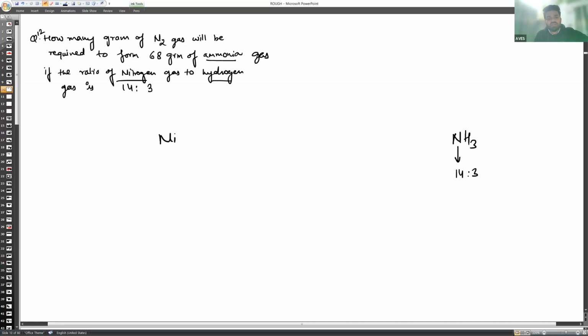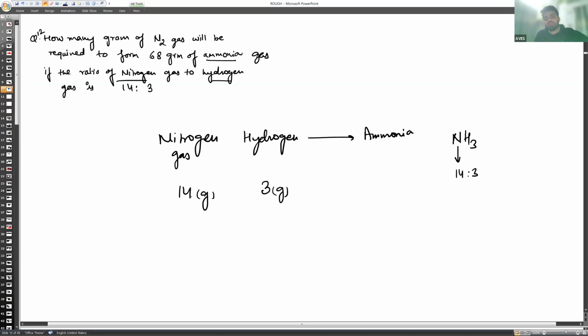So when nitrogen reacts with hydrogen gas, it gives you ammonia, and the ratio for this one is 14 to 3. So if 14 grams of this react with 3 grams of this, according to the law of conservation of mass, the total mass should be conserved. So with the 14:3 ratio given, a total of 17 grams of ammonia is going to form. Now it is asking, if 68 grams of ammonia is formed, then it is 68 grams of ammonia.